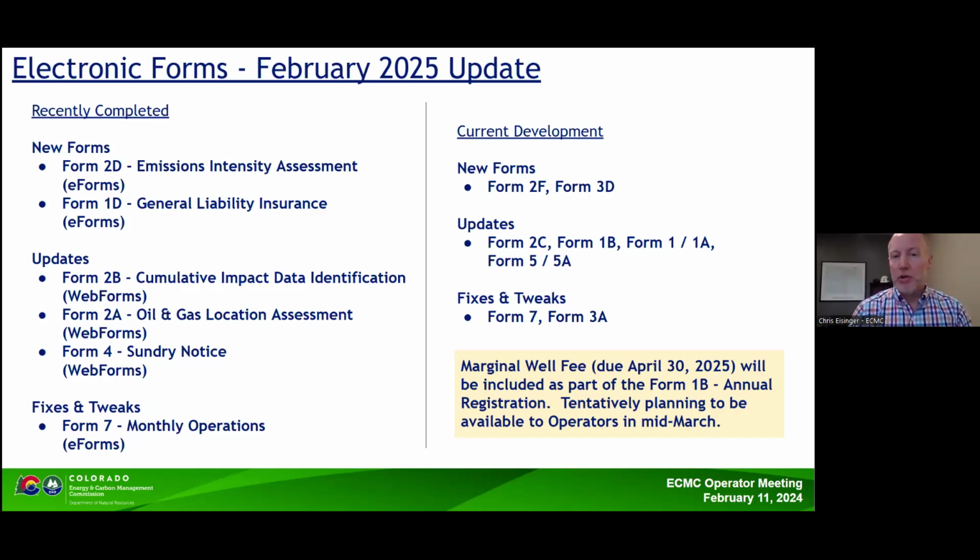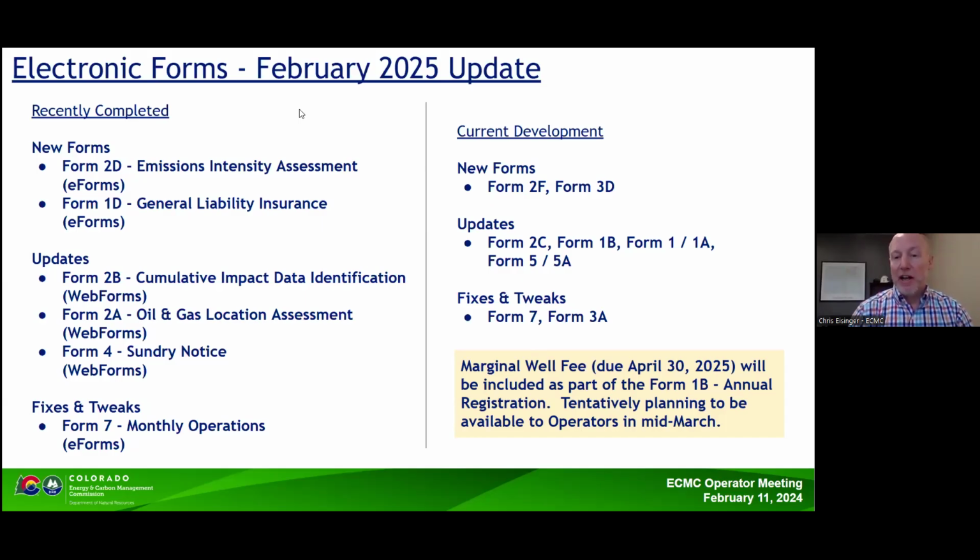As far as what we're currently working on, and this will be development ongoing in February, March, and into April, we have the Form 2F, which is related to cumulative impacts information. We're going to be working on a Form 3D, which is related to financial assurance. And then we're going to be making updates to the Form 2C, 1B, 1A, and then some modest change to the Form 5 and 5A, and then some more tweaks to the Form 7.